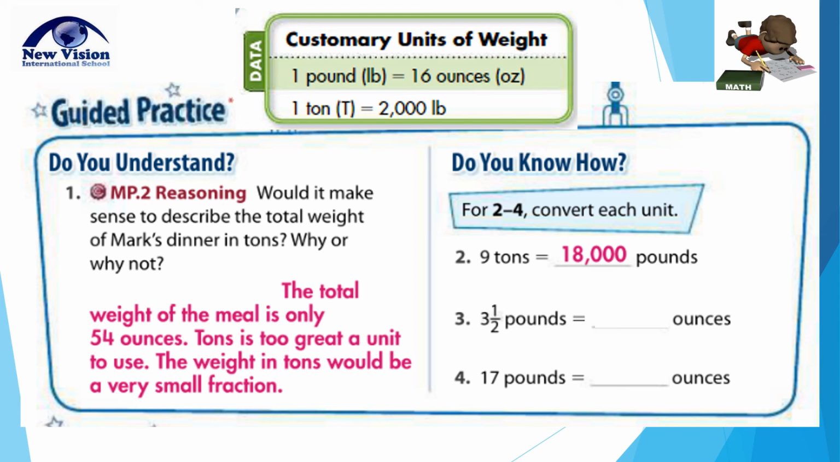Look at the table. In 1 pound, we have 16 ounces. So therefore, we will just multiply 3 1/2 times 16. Do your calculation. What is your answer? Great! 56. Number 4. 17 pounds. How many ounces? Again, in 1 pound, there are 16 ounces. So just multiply 17 and 16. What is your answer? Great! 272.